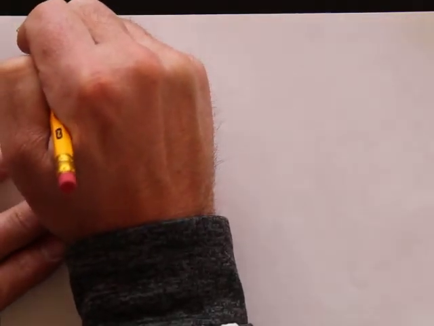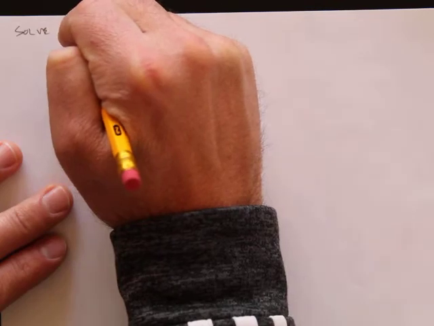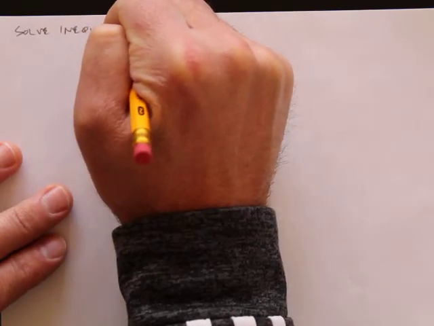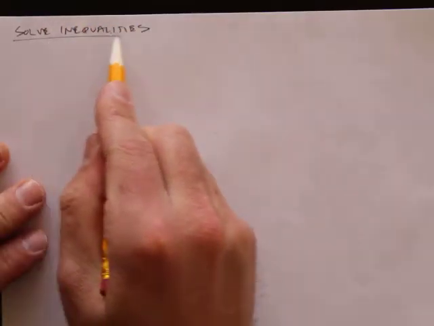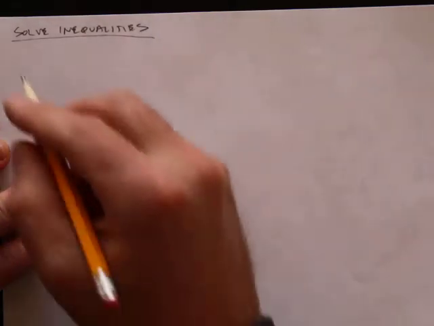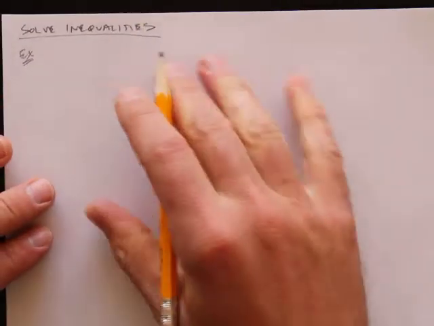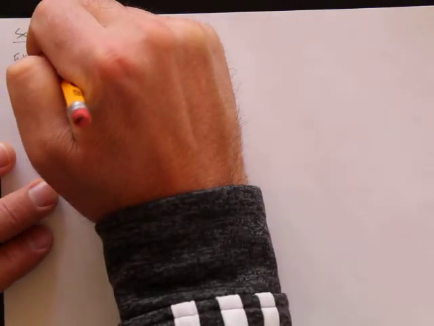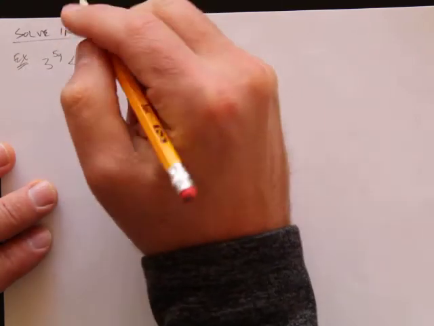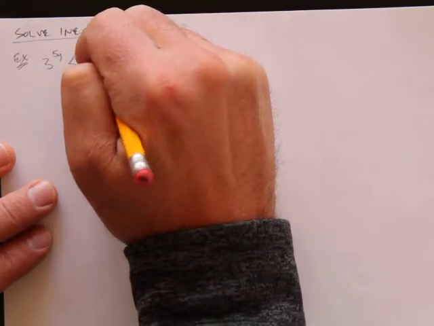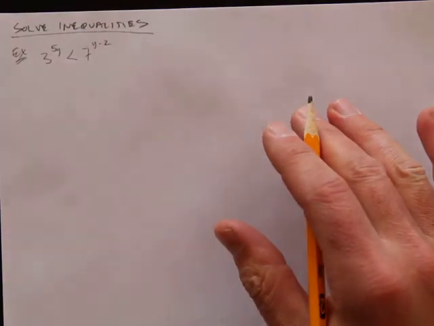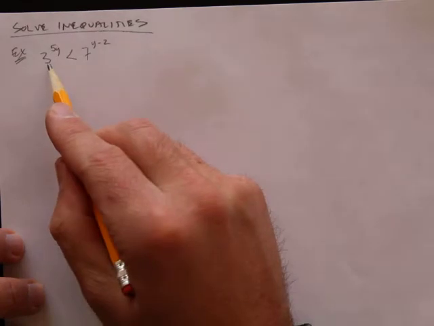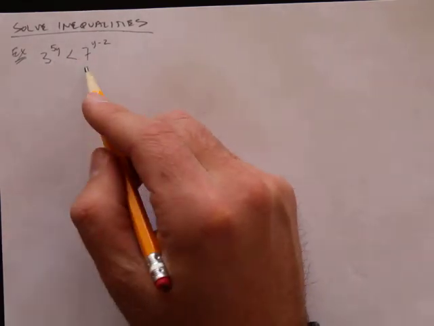Let's solve some inequalities this time. So here's an example. 3 to the 5y power is less than 7 to the y minus 2 power. So I don't know what I'm doing here. I can't get this 3 or this 7. I can't get these bases to be the same.